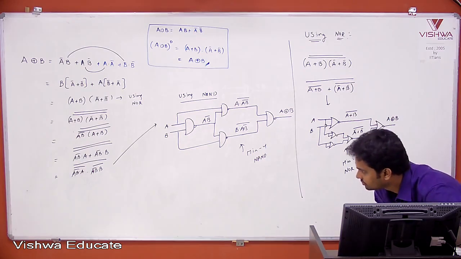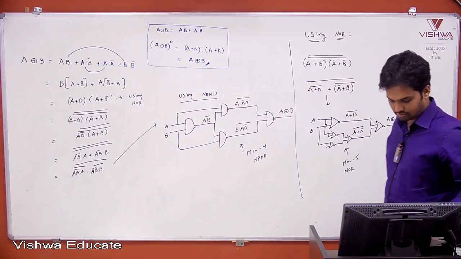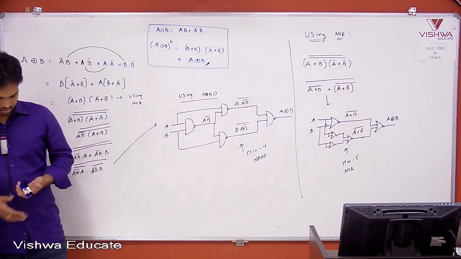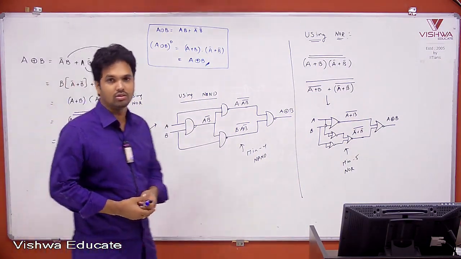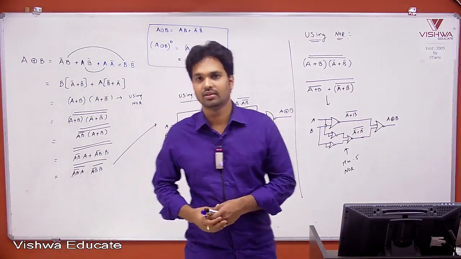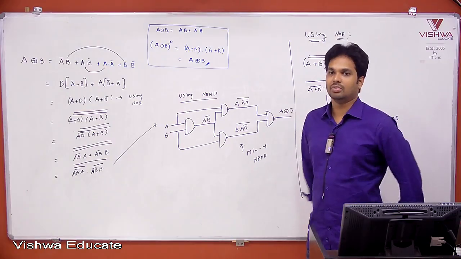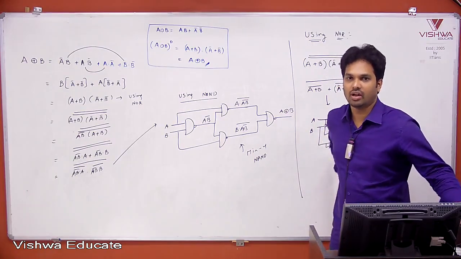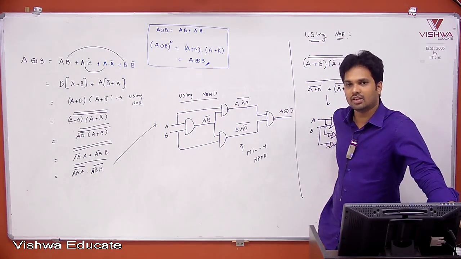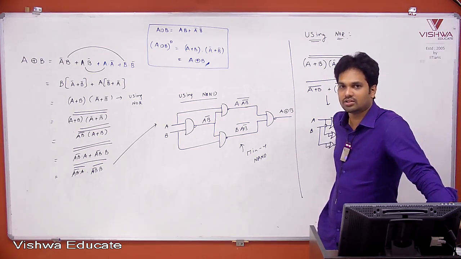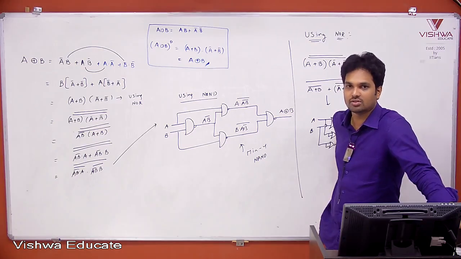Now see here. I'll ask you one question. First, suppose we have a function. In that function, if every OR gate is replaced with an AND gate, and all AND gates are replaced with OR gates, then what is the function? The function will be replaced with its dual.